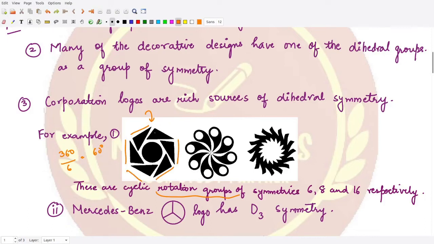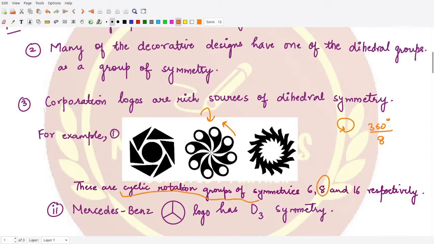In the next figure you can see that it has 8 symmetries. So in total you have a 360 degree angle. If you divide this 360 degree angle by 8, you will get how much? A 45 degree angle. So in this case, if you rotate this figure by 45 degrees, you will have different rotations, and by that you form a cyclic rotation group having symmetry 8, right?